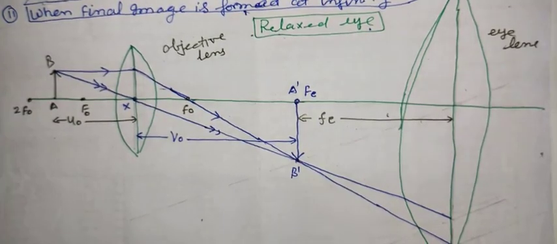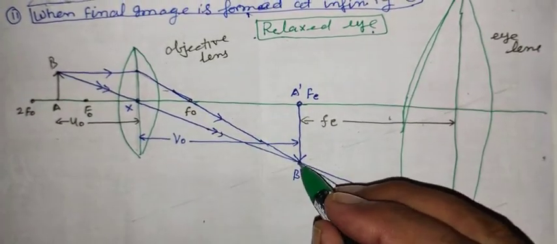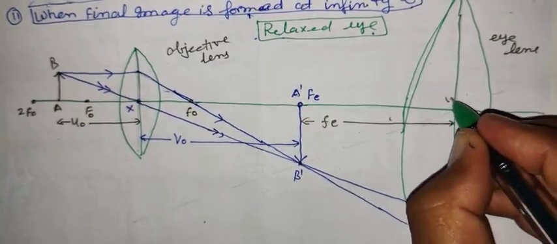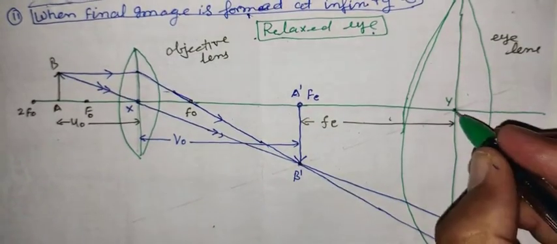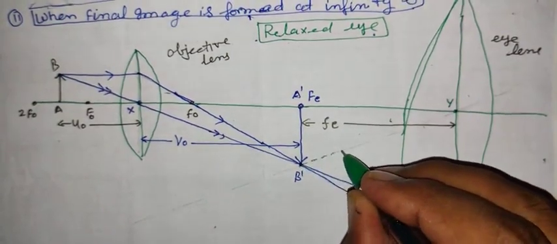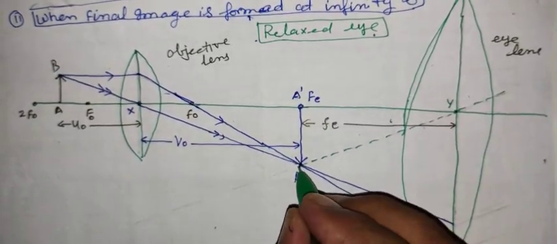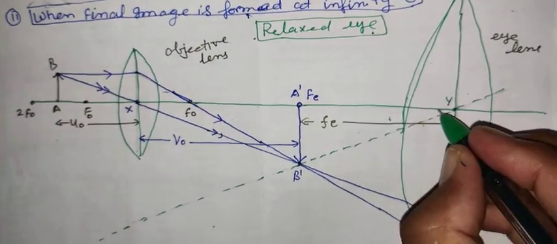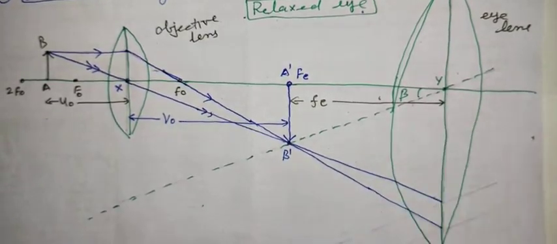For infinity, see the trick for how to make a correct diagram. To make a correct diagram, take these two points, which we have taken as x and y. It was x and y in the previous diagram also, in figure number 1. Join this with a dotted line and proceed on both sides. This is angle beta, the angle the final image makes in this case.